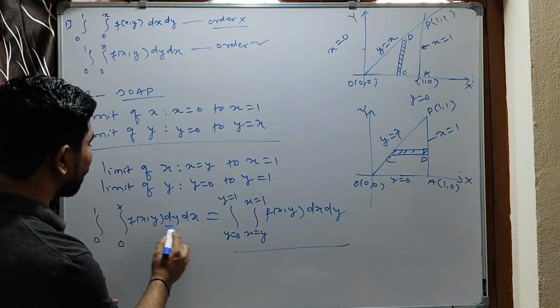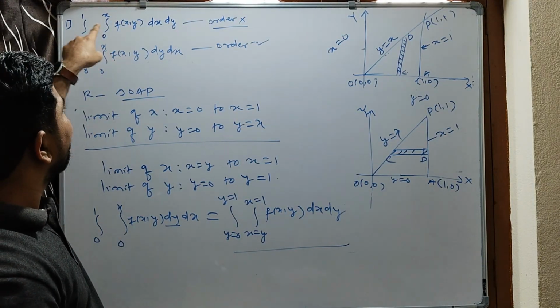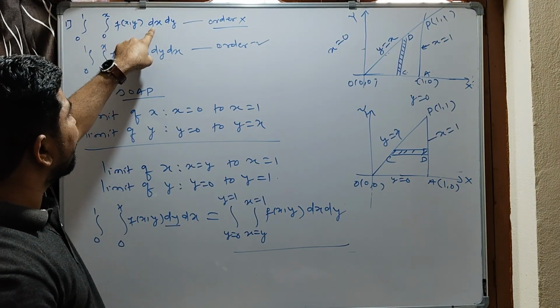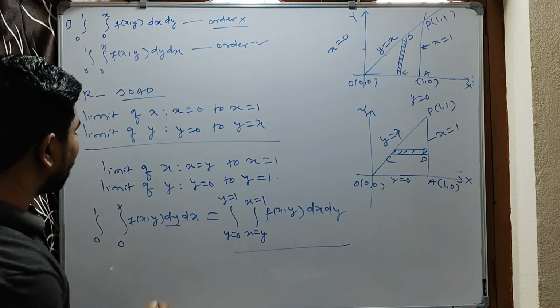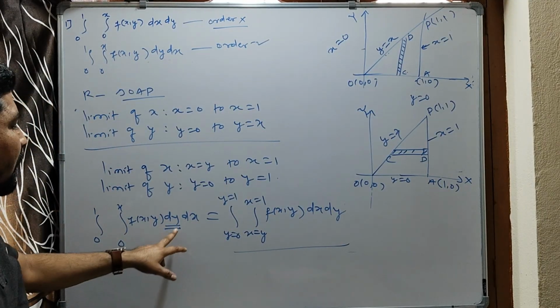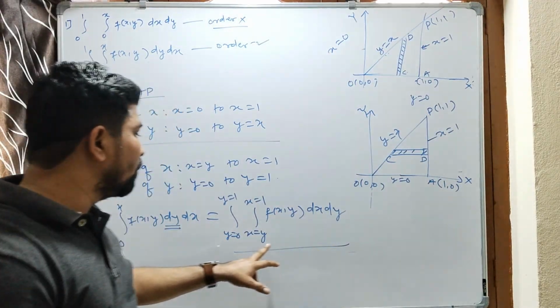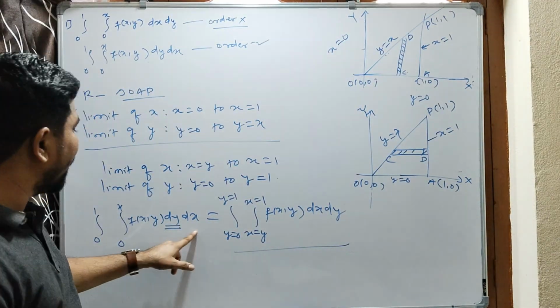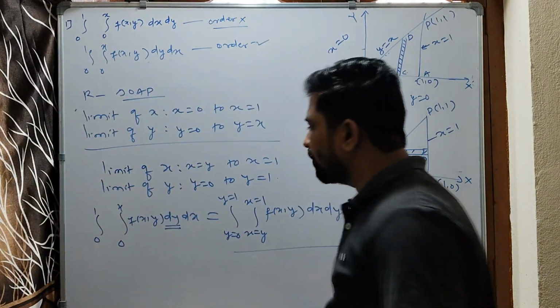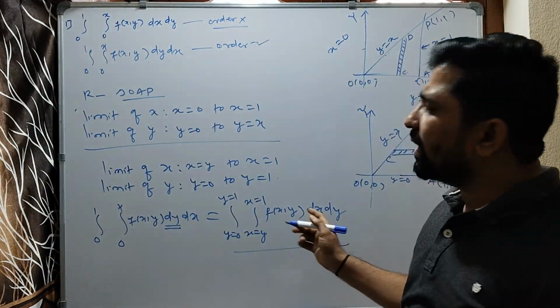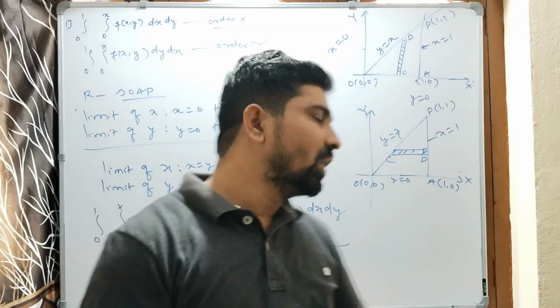This is the correct form, but in the question the limits are in terms of x, while they wrote dx dy. So the correct form is dy dx. After writing this correct form, I am changing dy dx to dx dy with respect to this limit. This is the way to change the order from dy dx to dx dy and dx dy to dy dx.